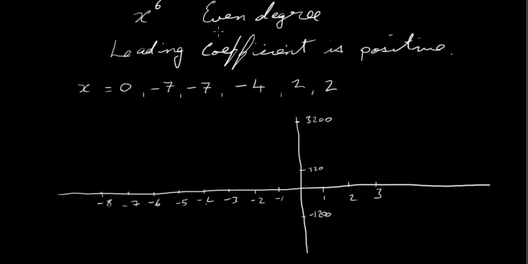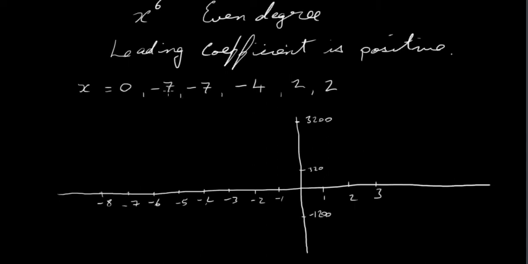Now, we have an even degree, so once it's even degree, we know that the arms are going to point upwards or downwards. Because the leading coefficient is positive, I know I'm going to start up here and end up here somewhere. So both arms are going to point upwards. If the leading coefficient was negative, I'd start down here and end up down here. Okay, so now my roots are -7, -7, -4, 0, 2, and 2.